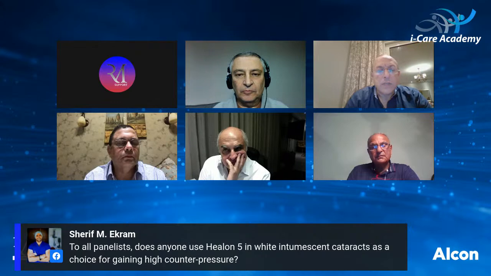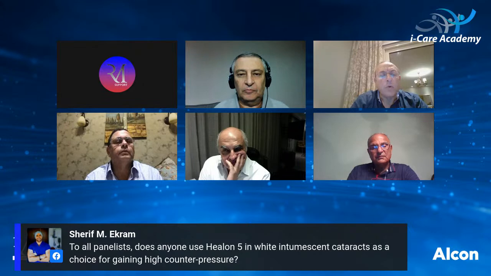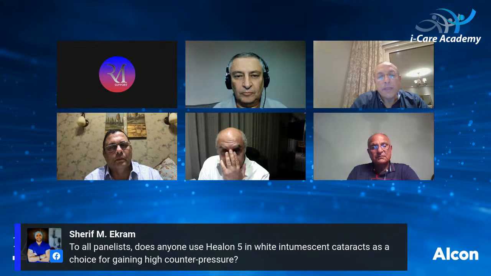Actually, I don't use Healon 5. I use a very small incision and a very small cystotome, like the goiter, because with a cystotome like that you can manipulate without taking out the viscoelastic material. But it's not common to use Healon 5 in Egypt. At one time we had Healon GV, but I don't think we have Healon 5. No, we don't have it.